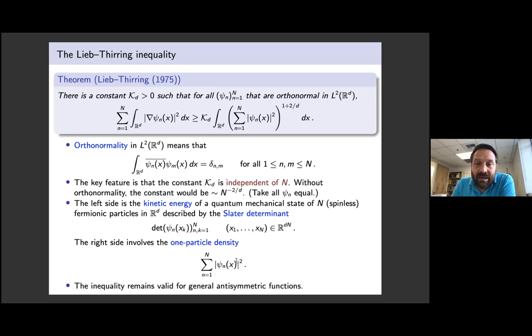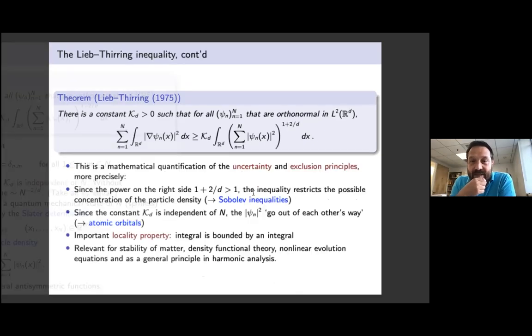Now, what I said is that this gives you an inequality for Slater determinants. So these are particular fermionic n-body states, but in fact, a simple convexity argument shows that the inequality remains valid for general antisymmetric functions. But this will not be so important for my talk. So we look mostly at these Slater determinants.